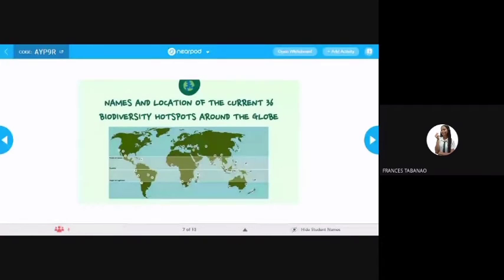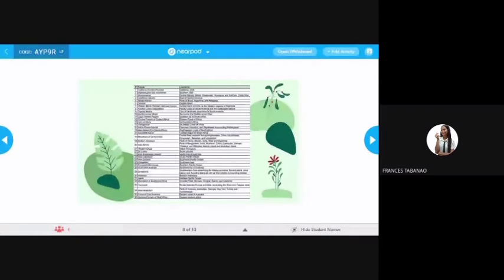The map that you are seeing on your screen right now shows the location of the current 36 biodiversity hotspots around the globe. This map also shows the names and location of the said current 36 biodiversity hotspots. This is according to the Critical Ecosystem Partnership Fund.